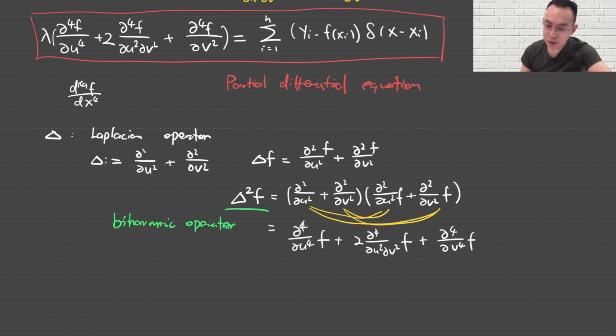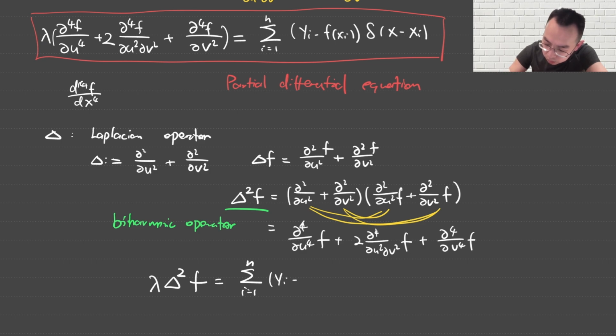Yeah, I actually don't know why it's called that, but that is a Laplacian square, right? We just apply the Laplacian operator twice to get this biharmonic operator here. So we can rewrite this PDE in an even more simplified term as lambda, and I'm gonna write this equals to the sum of delta x minus xi. Okay, so that's our PDE.